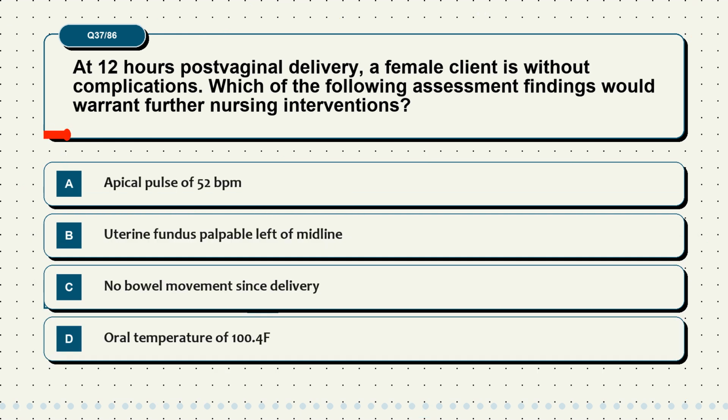Question 37. At 12 hours post-vaginal delivery, a female client is without complications. Which of the following assessment findings would warrant further nursing interventions? Here are the options. Option A. Apical pulse of 52 bpm. Option B. Uterine fundus palpable left of midline. Option C. No bowel movement since delivery. Option D. Oral temperature of 100.4 F.